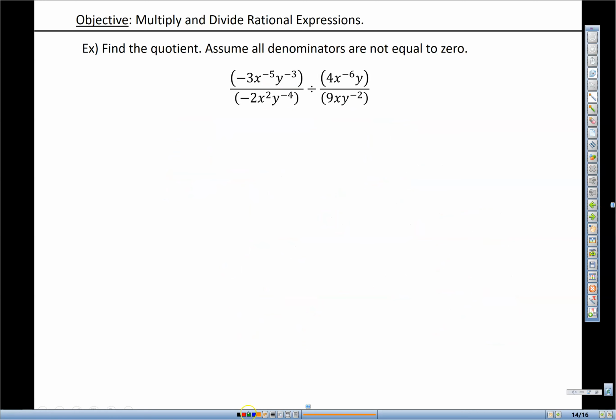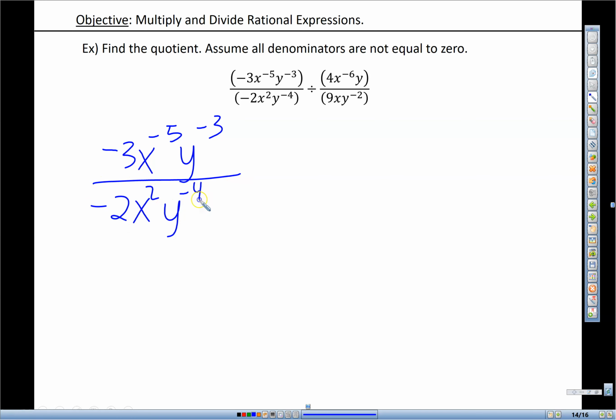So another type of problem, this one, however, you might notice is division. So what we want to do is, again, just like for all of our division of fractions problems, rewrite it by multiplying by the reciprocal first. So that means our first ratio stays the same. Then division becomes multiplication, and I'm going to flip this one.